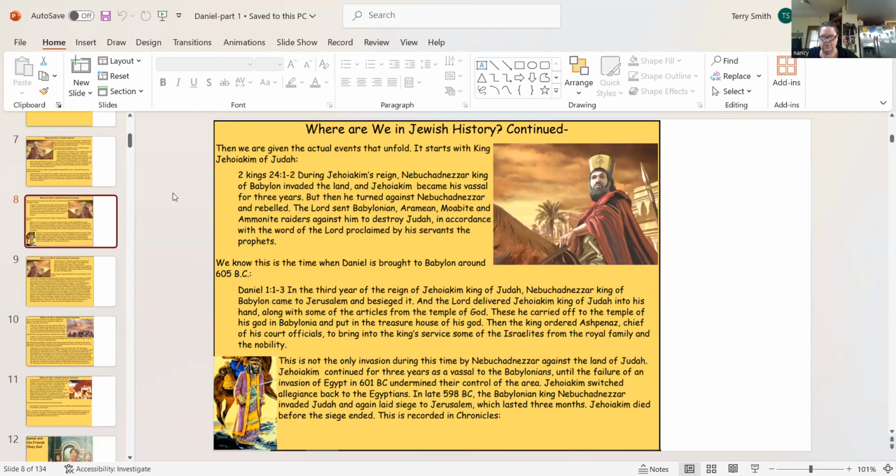Jehoiakim continued for 3 years as a vassal to the Babylonians until the failure of an invasion of Egypt in 601 BC undermined their control of the area. Jehoiakim switched allegiance back to the Egyptians. In late 598 BC, the Babylonian king Nebuchadnezzar invaded Judah and again laid siege to Jerusalem, which lasted 3 months. Jehoiakim died before the siege ended, and this is recorded in the Chronicles.